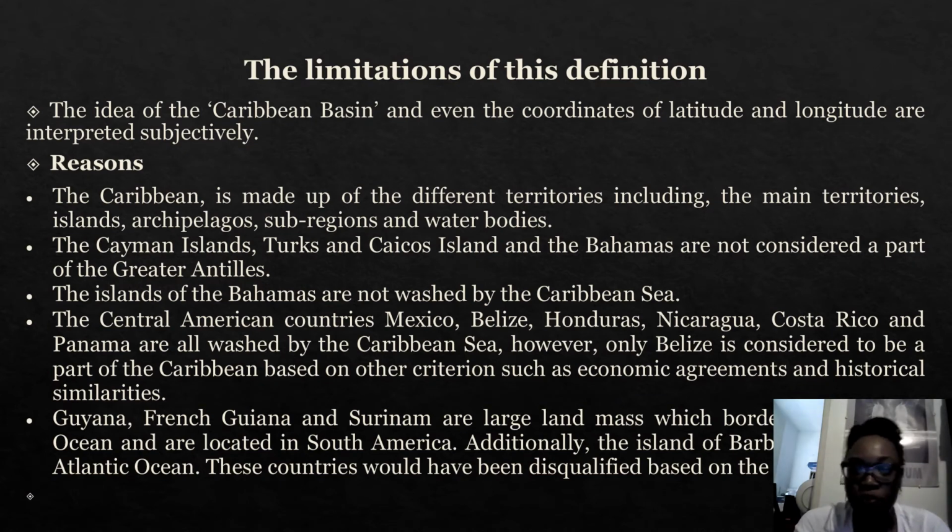All right. Now, land masses such as Guyana, French Guiana, and Suriname, right? They are bordered by the Atlantic Ocean and are located in South America. So this would also disqualify them as being Caribbean. We also have Barbados, which is located way out in the Atlantic Ocean. This too would be classified as non-Caribbean and actually as an Atlantic island. Okay, so those would be some of the weaknesses of a pure geographical definition to defining the Caribbean.